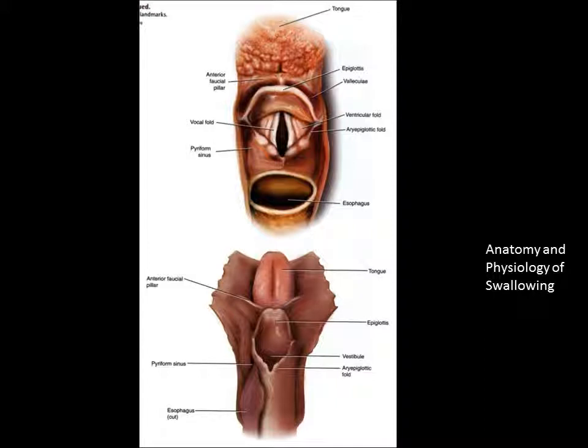lungs. So one thing that we're really trying to look at in dysphagia is, is the patient aspirating? Are portions of the food that are supposed to go into the esophagus and then into the stomach, are they going into the trachea and the lungs instead, which is what we don't want?